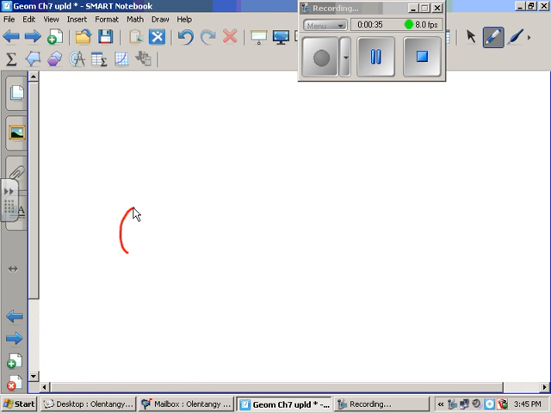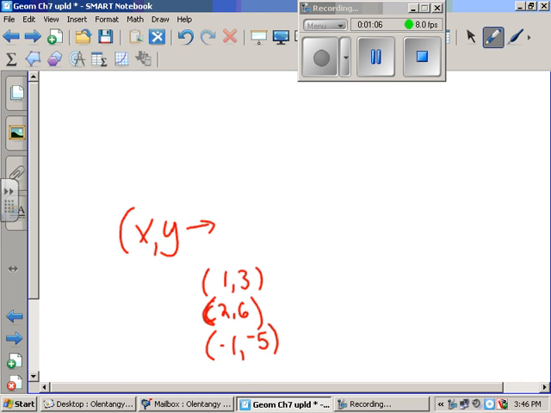rotation, or a reflection, starts with you take the x and the y, and then you draw an arrow, and then you say what to do to the x and the y. So let's say I had a triangle whose three corners were at 1, 3, 2, 6, and -1, -5. Okay, let's say those are the three corners of my triangle.